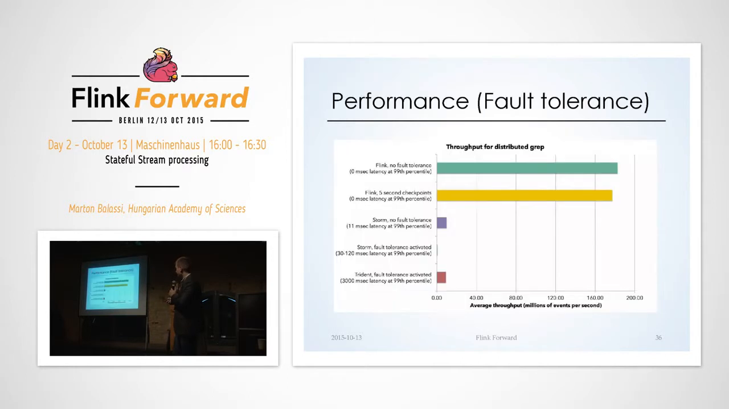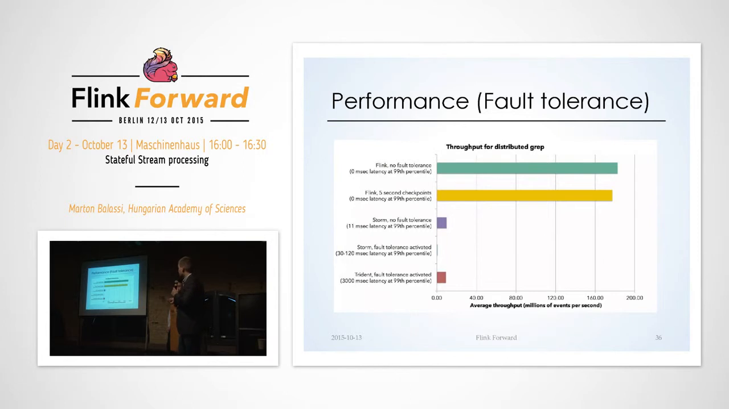Okay, let's dig a little bit into performance, and what you can expect when it comes to the performance of fault tolerance and statefulness. Usually when it comes to performance of streaming systems, you have to look at two numbers, throughput and latency. This time we are going to look at throughput, because we would like to showcase how the throughput degrades when you switch on fault tolerance.